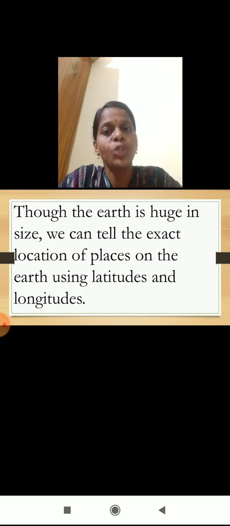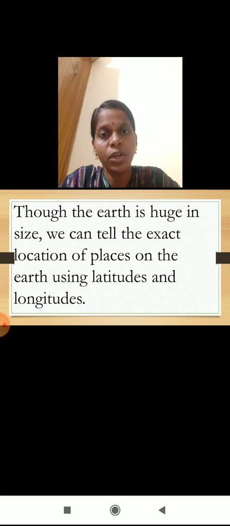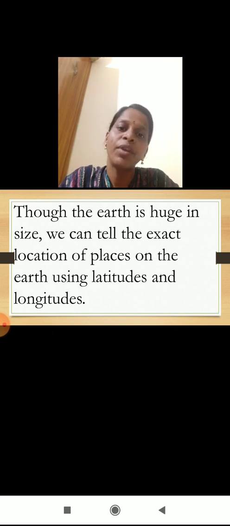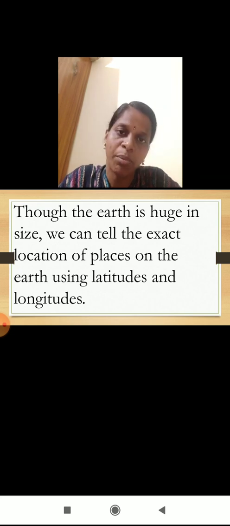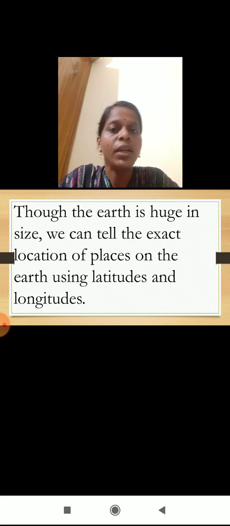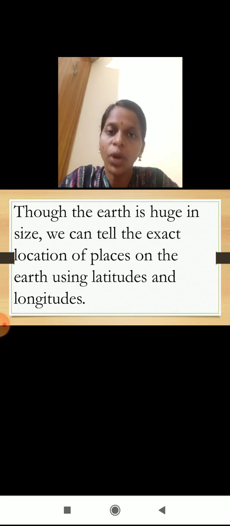Though the earth is huge in size, we can tell the exact location of a place on the earth using latitudes and longitudes. Children, when we studied the latitudes, I was telling you that latitudes always tell about the climatic condition of that particular continent. So what is the role of the longitudes? Longitudes tell us about the time in that particular place or continent.